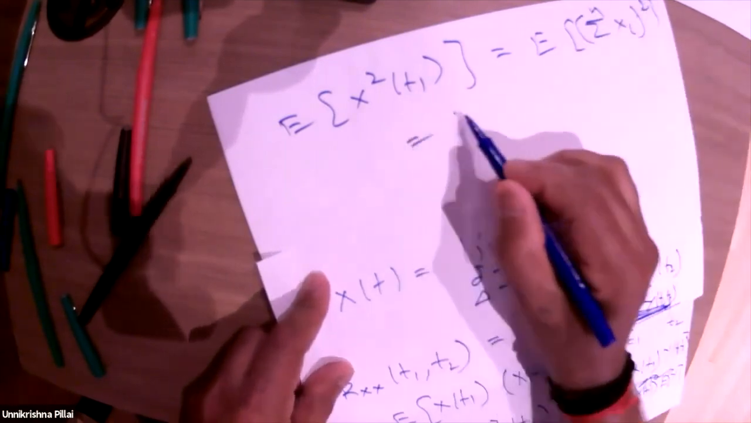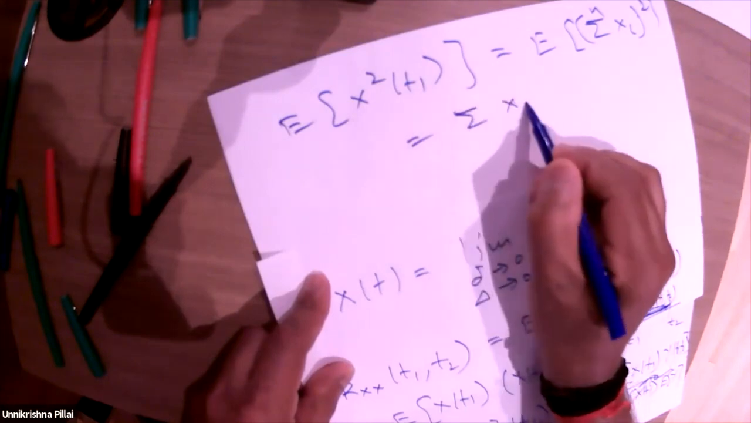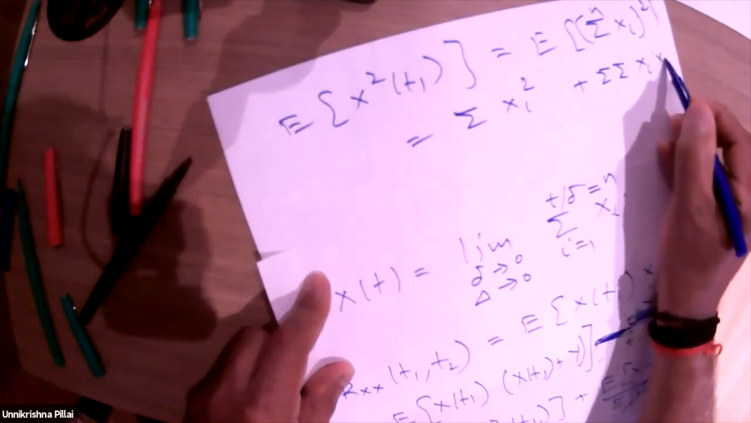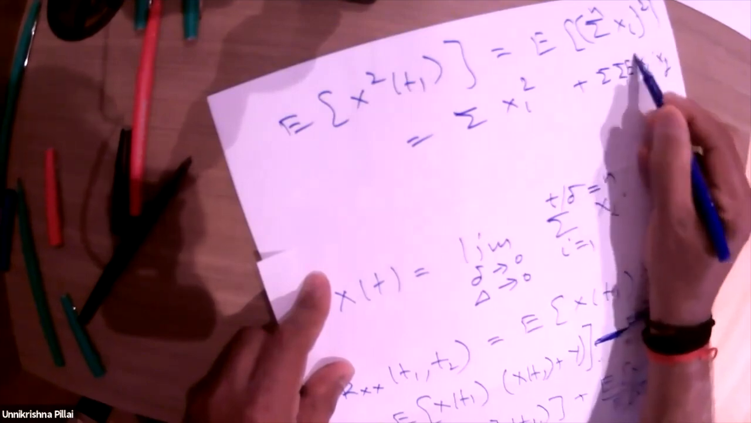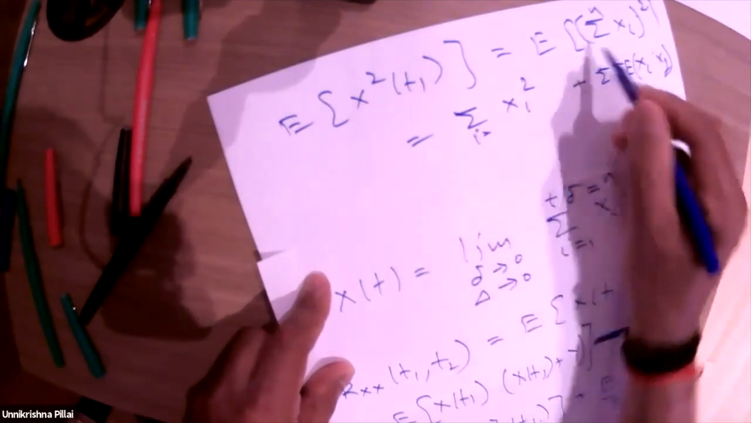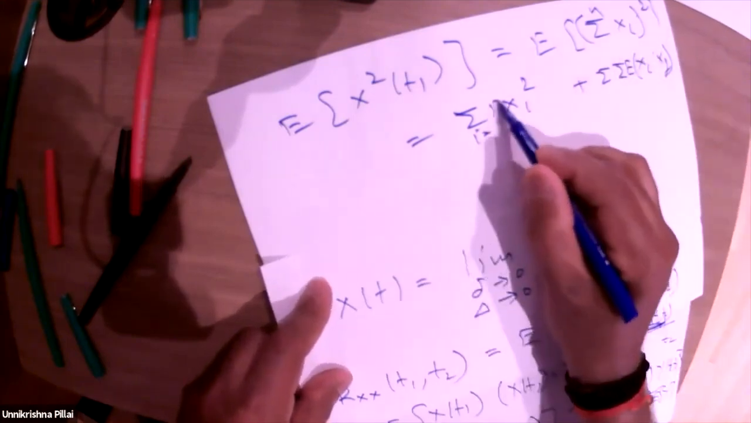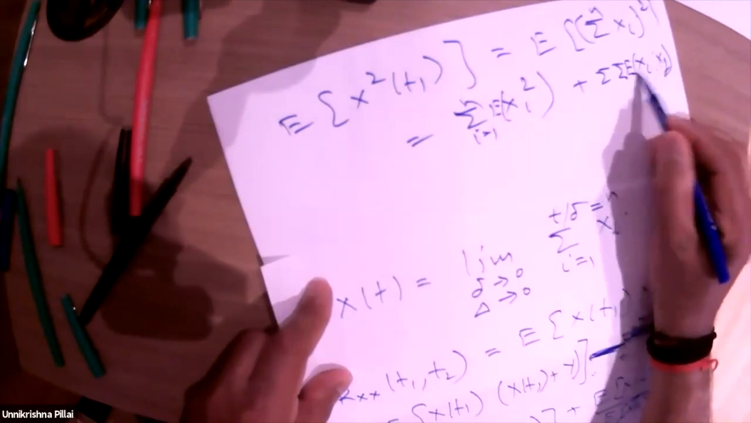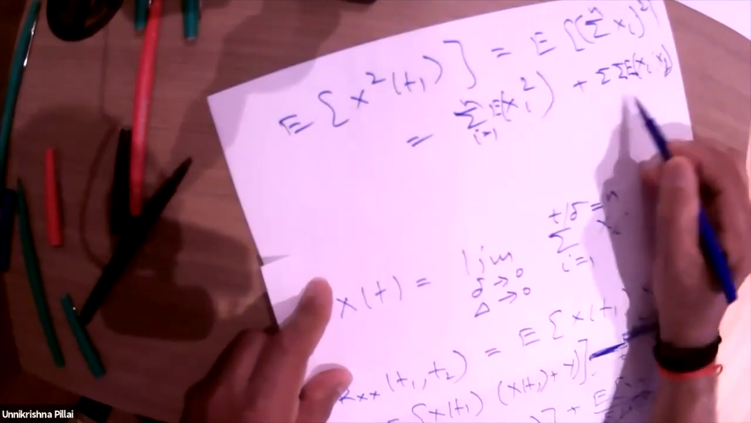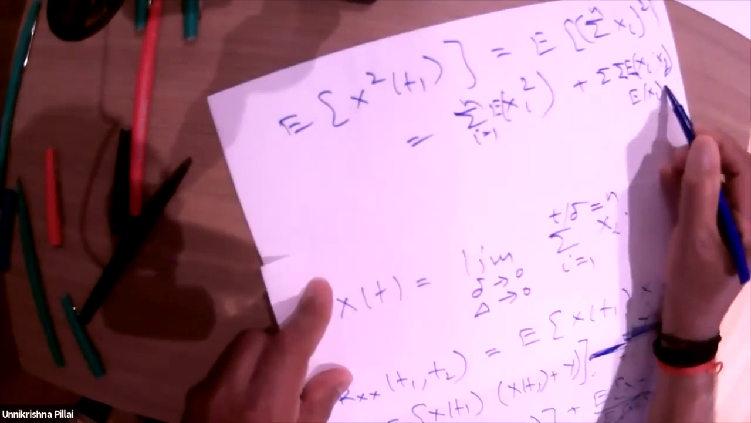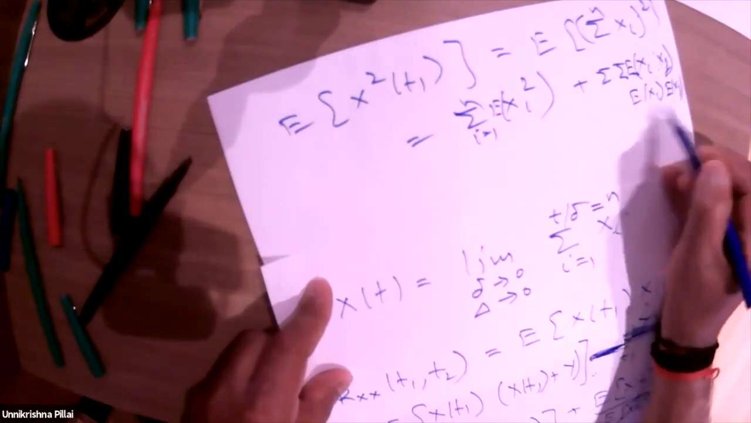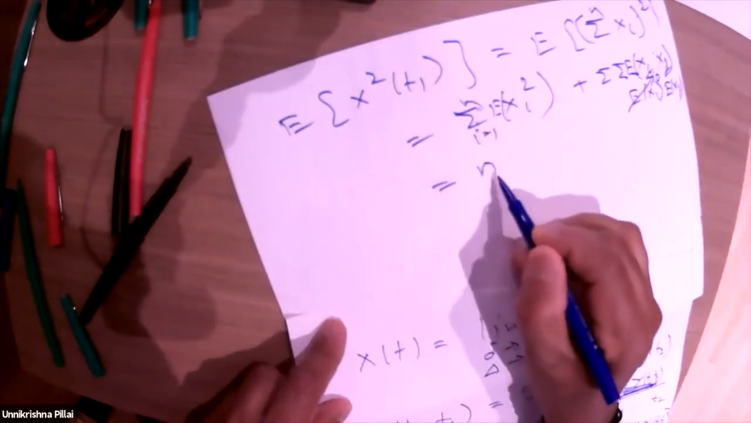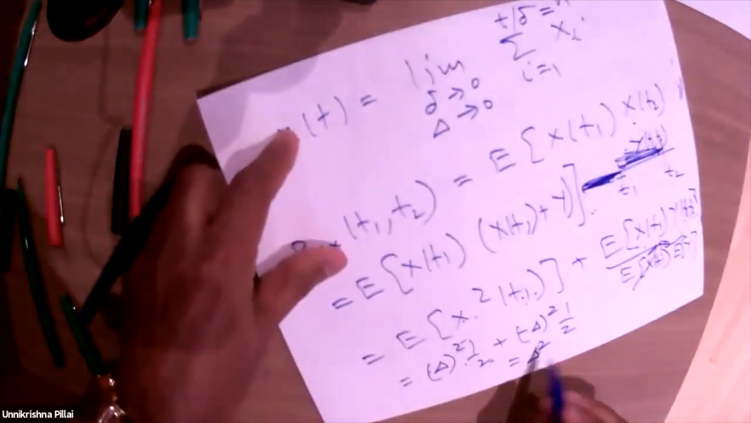But this is summation xi squared plus double summation xi xj, right? Expected value, i equal to j, i not equal to j when you expand this. So this is expected value of xi squared. Again, the same argument. When i is not equal to j, this is expected value of xi multiplied by expected value of xj. So this is zero. And there are n such terms, and each of them we just found out here, delta squared.